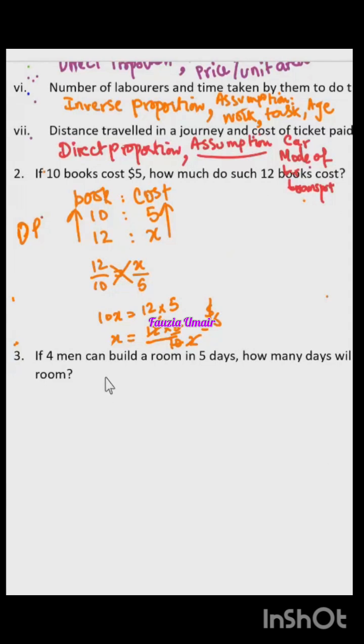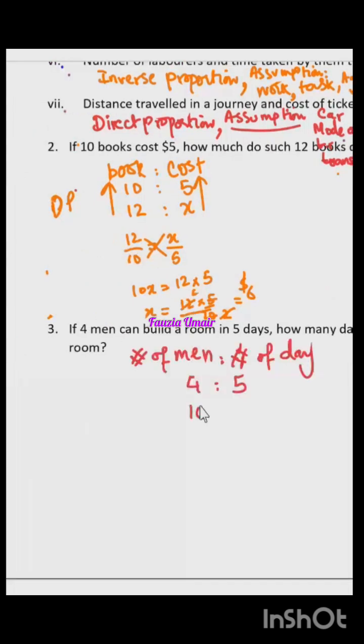Number of men and number of days. Okay, number of men and number of days. So if 4 men can construct a room in 5 days, we need to find out how many days 10 men will take. So the number of men is now 10, and this is the unknown, we will put X here.